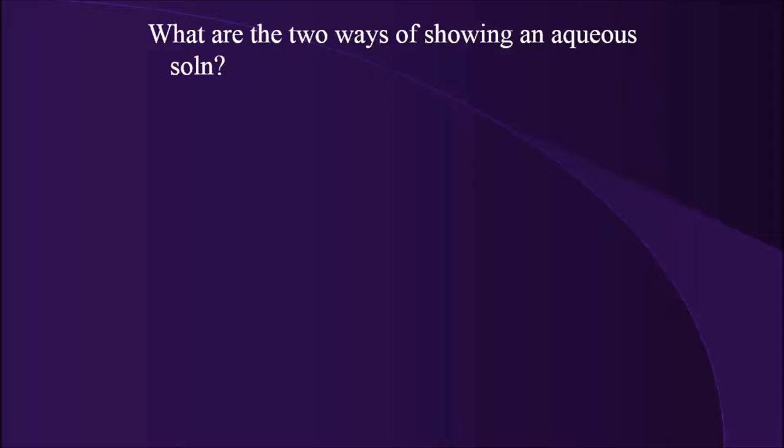There are two ways of showing that something has dissolved in water. Both of these are correct, but I don't like one of them. One of them is bad. This first one is bad: NaCl, aqueous. Because what does aqueous mean to me? Aqueous means that they are friends and they're not together. In their Facebook status, it would say single. Aqueous means single, but they're friends. Okay? What does this appear to be? It appears that they are together. And then aqueous means they're not together. So this is kind of contradictory.